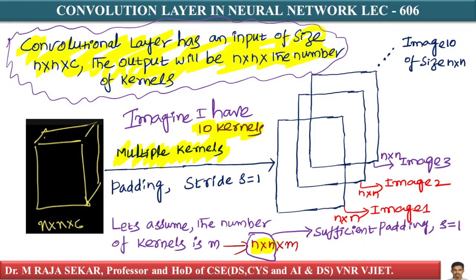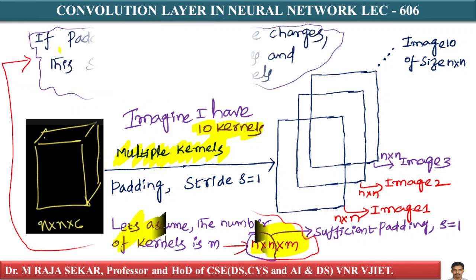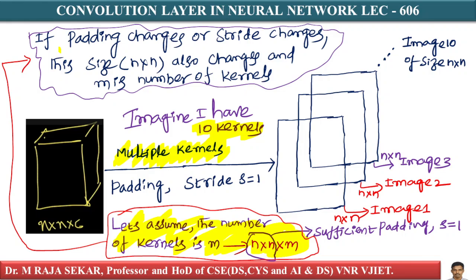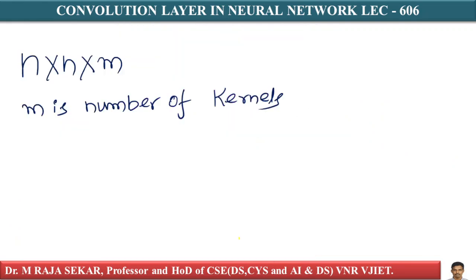Why is this n cross n? Because I padded sufficiently and because my stride is equal to 1. If padding changes or stride changes, this n cross n size also changes. And what is my m here? That's important: m is nothing but the number of kernels.